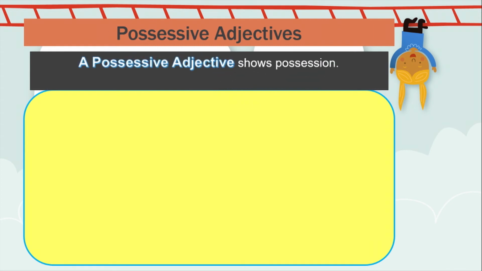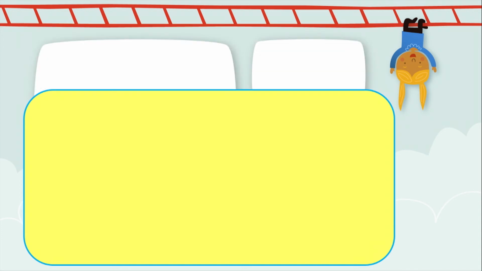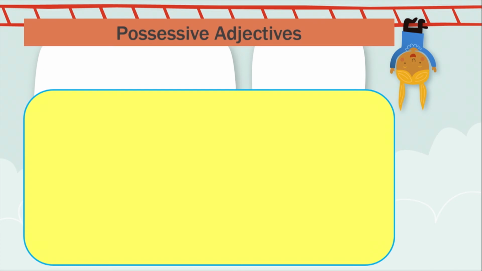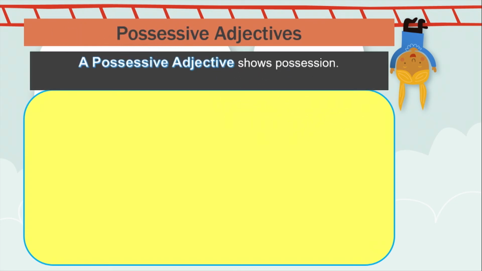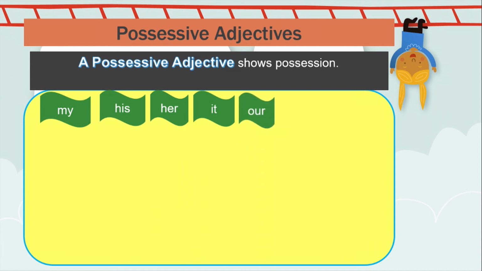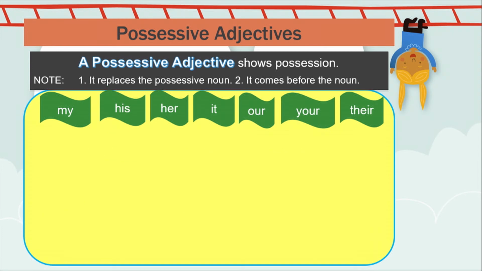A possessive adjective shows possession, what something belongs to or who something belongs to. So let's look now at possessive adjectives. A possessive adjective shows possession. It shows ownership or belonging. And some words that are possessive adjectives are my, his, her, it, our, your, and their. Let's look at some examples. And in these examples, we have to see how it replaces the possessive noun and it comes before the noun.